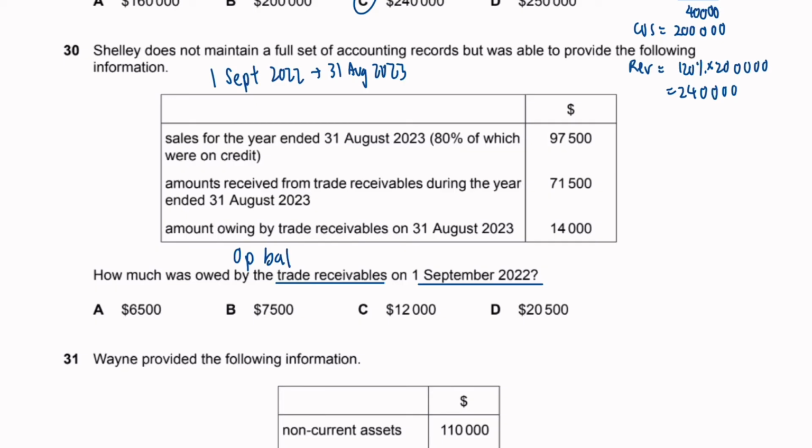Opening balance. For this question, you need to prepare a sales ledger control account. So you can draw it out.